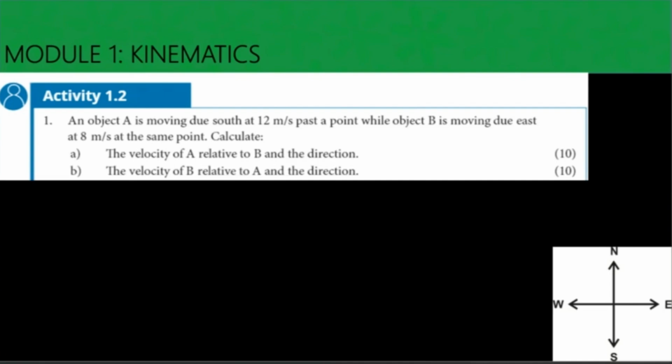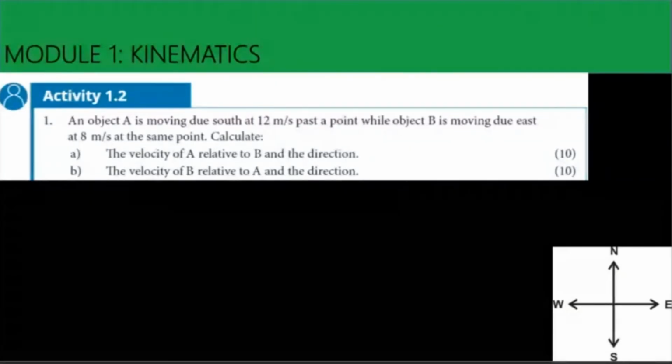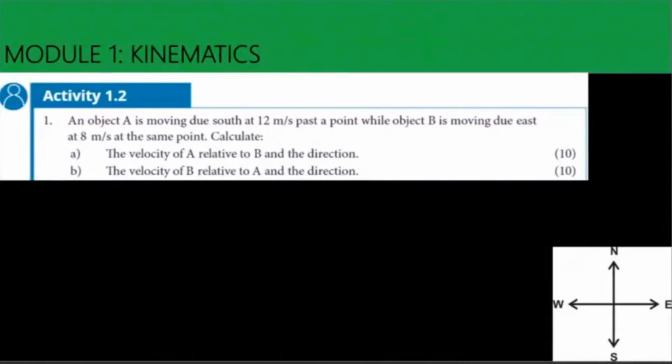Okay, let's look at this activity. Let's try and analyze this activity here. So they said an object A moving south at 12 meters per second. Now let's sketch. Let's do some sketching here. This is the south.